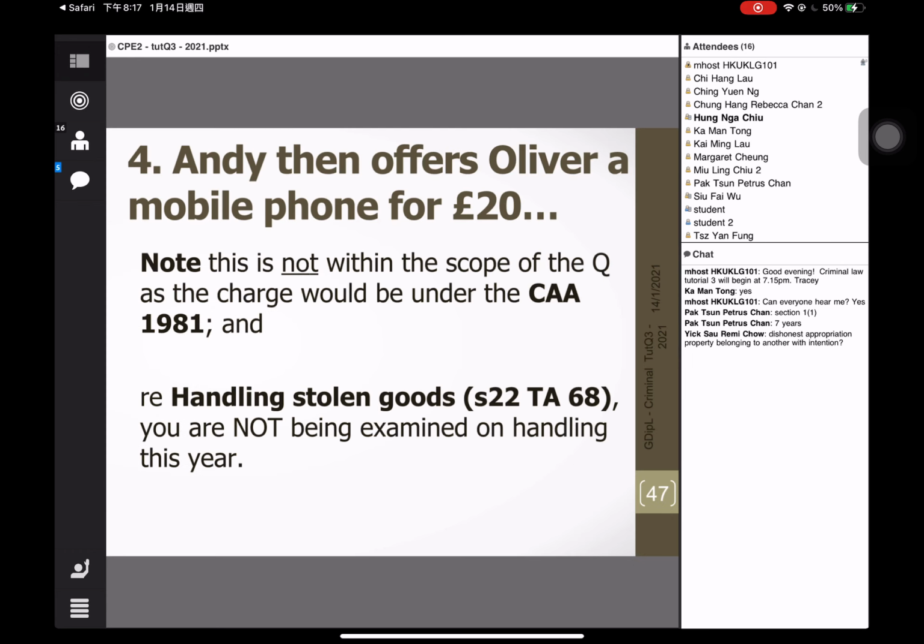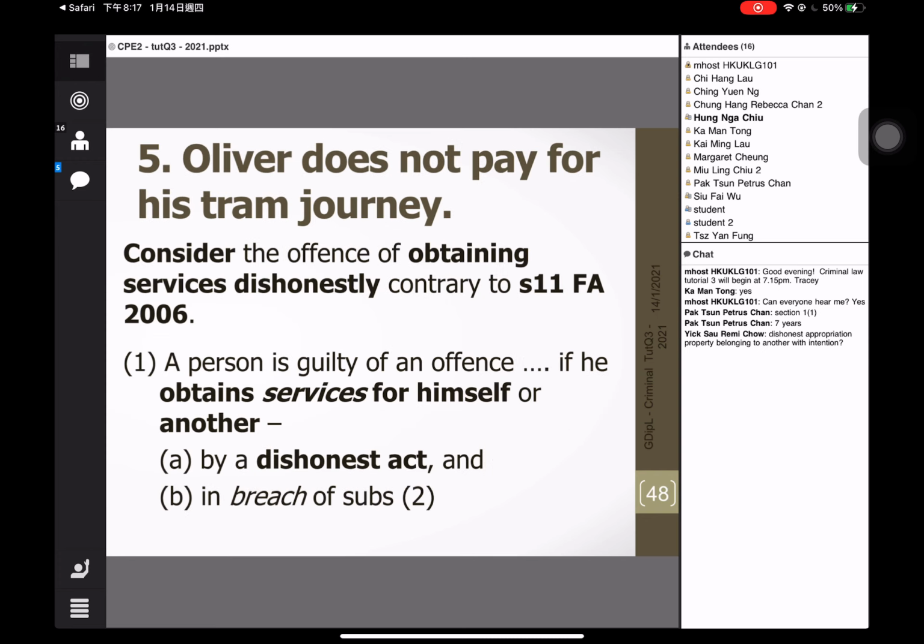Okay, so I just said it doesn't appear to be in the scope of the question, so you would just mention those points in passing. Okay, so then if we can move on to the tram ride. So here there appears to be obtaining services dishonestly. Okay, and he's not actually obtaining the tram itself, the property, but it's the service that we're interested in.